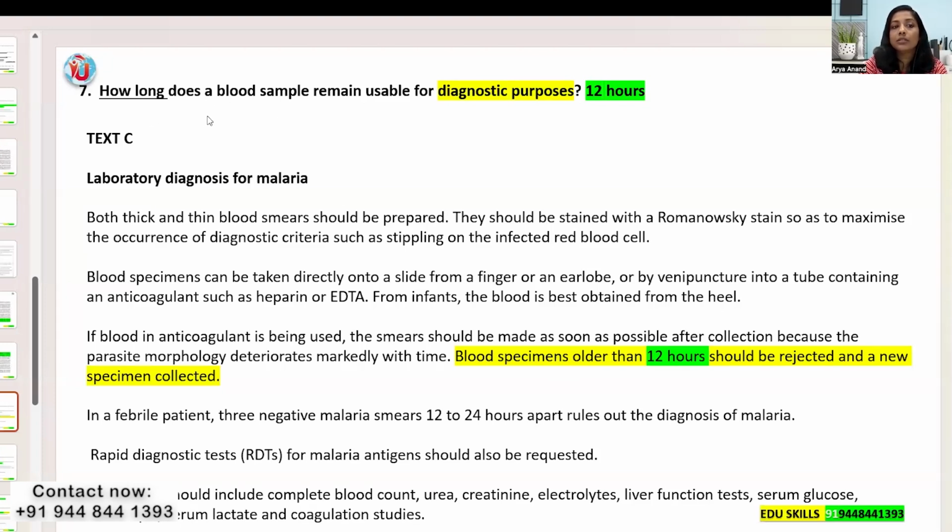You need to find out how long a blood sample remains usable for diagnostic purposes. So here, blood specimens older than 12 hours should be rejected. It's a paraphrasing, right? That means you can use it within 12 hours. Then after that, we can't use it, right? The same statement they have mentioned here, but they have paraphrased. Blood specimens older than 12 hours should be rejected. That means it remains usable for 12 hours, right?